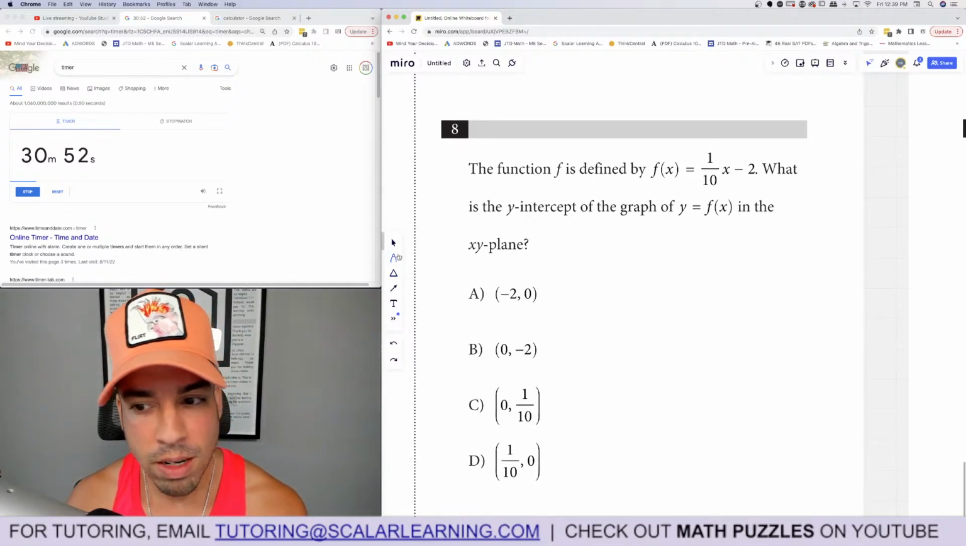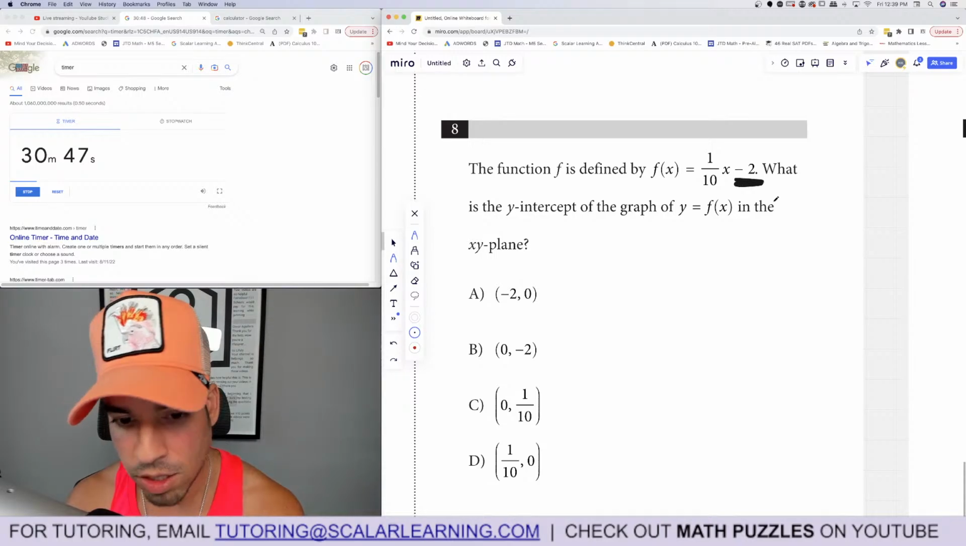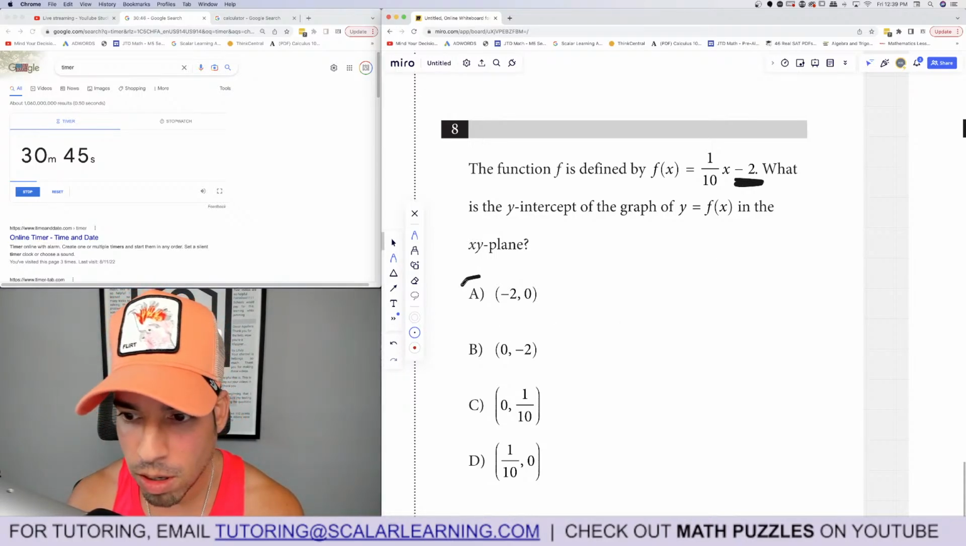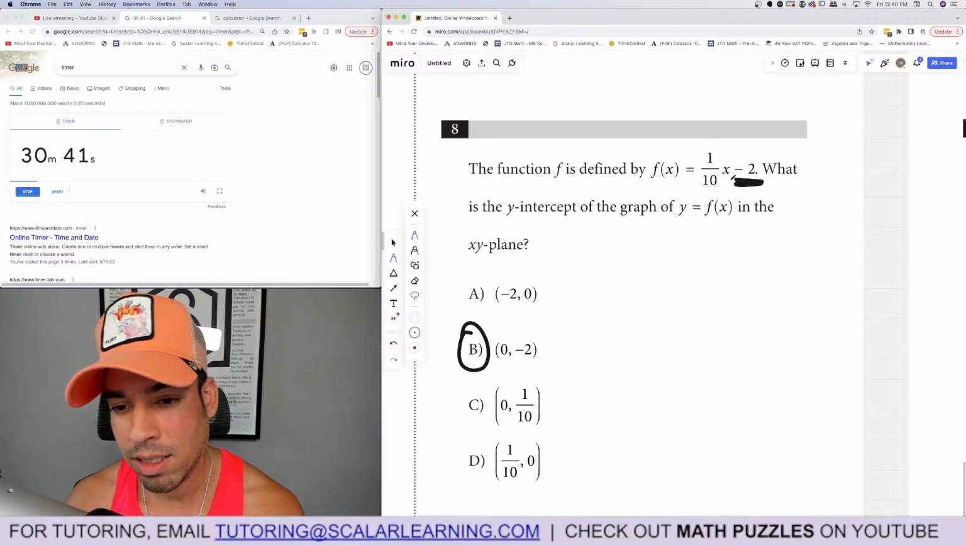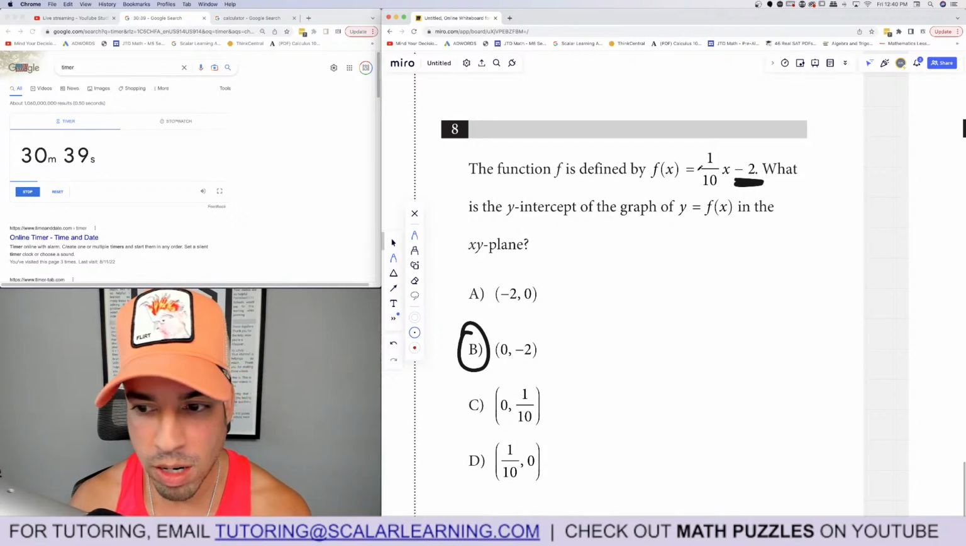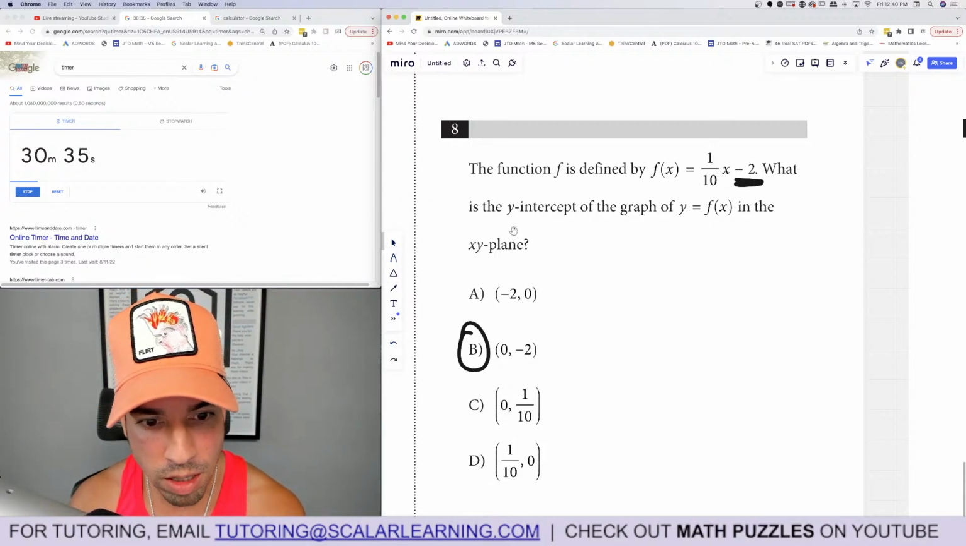The function f is defined by this, and it's a linear function. What is the y-intercept? Oh, I almost made a mistake. It's 0, negative 2, right? Again, to get the y-intercept, you plug 0 in for x. So you plug 0 in, that zeroes out. You get negative 2 for the y value. Boom, done.